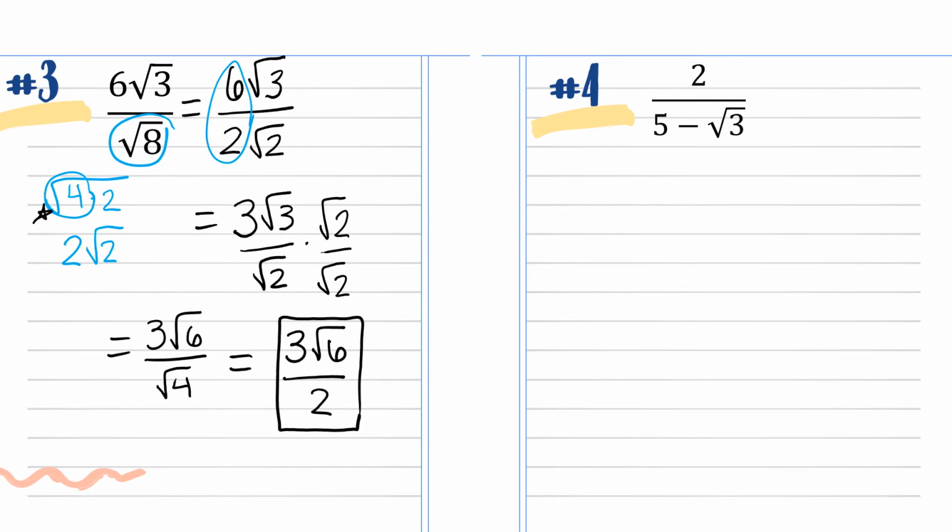Okay, looking at number 4, very similar. There's nothing to reduce, but again, the problem here is that we have a radical in the denominator. So in order to help us, we need to rationalize again, just like we did in number 3. But looking at our denominator, we have that whole quantity 5 minus root 3. If we were to multiply a root 3 through the denominator, we would have to distribute and we would still have a radical in the denominator. So this is where we have to use something called the conjugate.